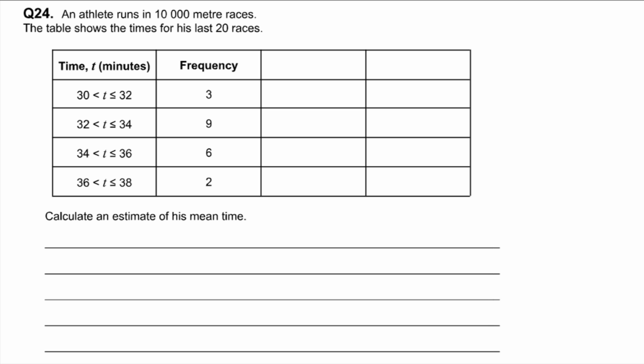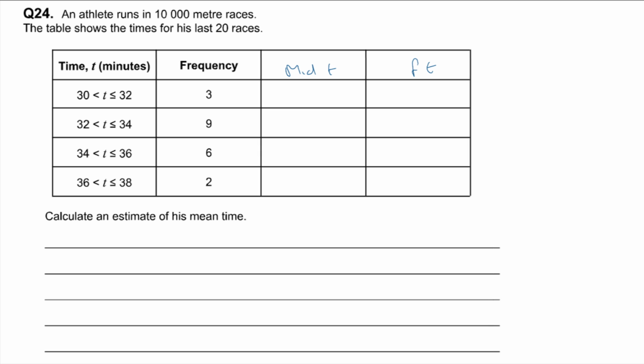Question 24. An athlete runs in 10,000 meter races. The table shows the times for his last 20 races. So I've got time in T minutes. Some races he ran 30 to 32, then 32 to 34, 34 to 36, 36 to 38 on various frequencies. We need to calculate an estimate of his mean time. Okay, so going to do the same thing as the last question. I'm going to find the mid values first, so mid T, and then we're going to do FT. Frequency times the mid T.